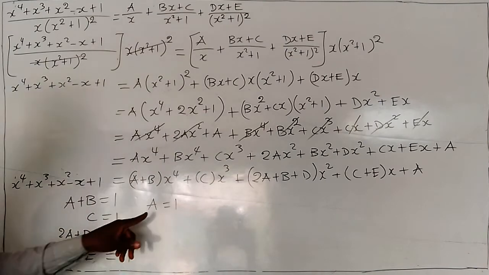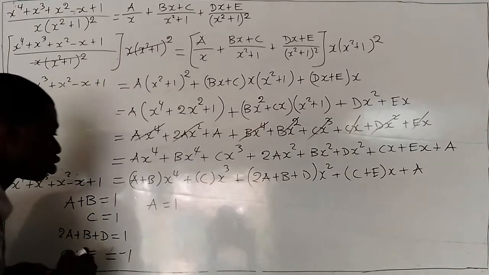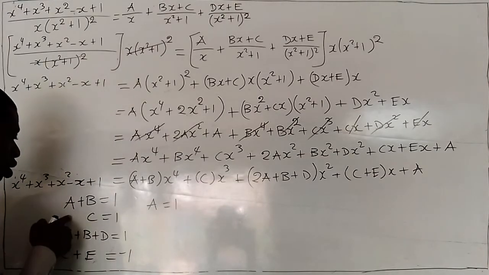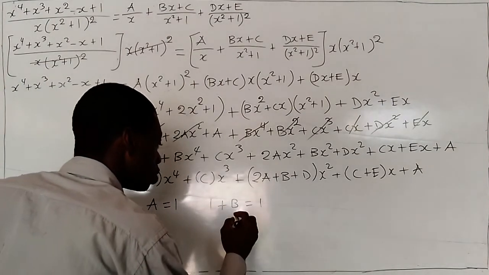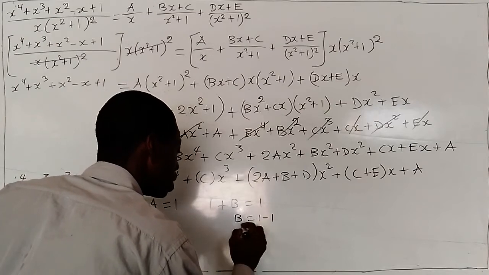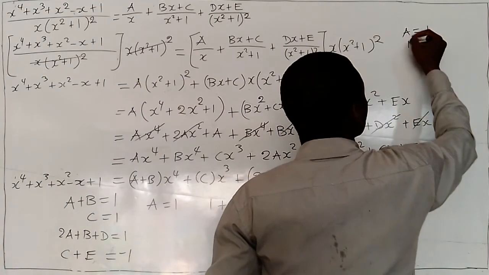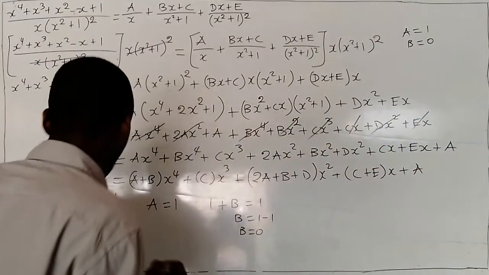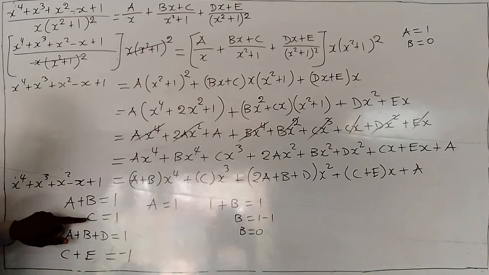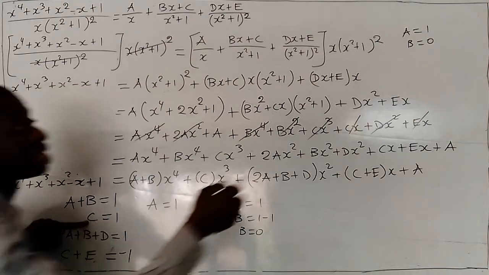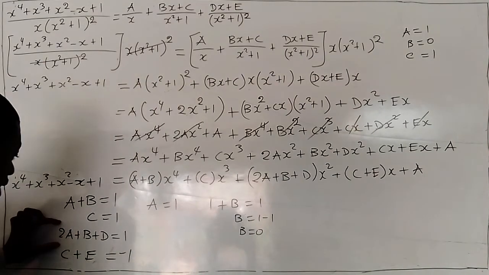From all this, if a equals 1, let's substitute here and get the value of b. In the first equation, we substitute for a. So we are saying that 1 plus b equals 1. So b equals 1 minus 1, b equals 0. So our a equals 1, our b equals 0, right? Now let's substitute for a and b here. Our c is already 1 here. Our c equals 1.